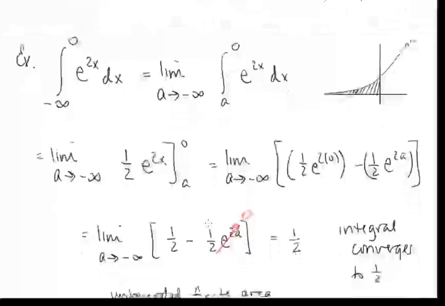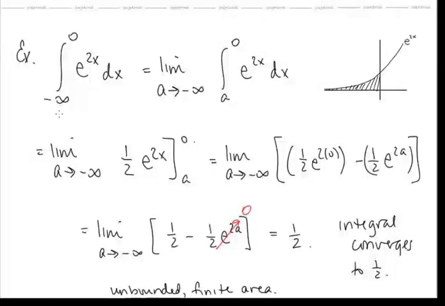And now let's take a look at another. Here we have negative infinity to 0, e to the 2x. Again, there aren't any discontinuities over this interval, so the only problem we have here is the infinite bound. So let's pull that bound out, call it a, and let a go towards negative infinity. And again, the only way to get to negative infinity is from the right, so we don't have to worry about a plus or minus here. And that's this area that we're looking for here.